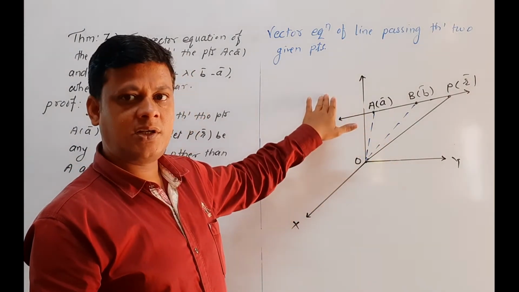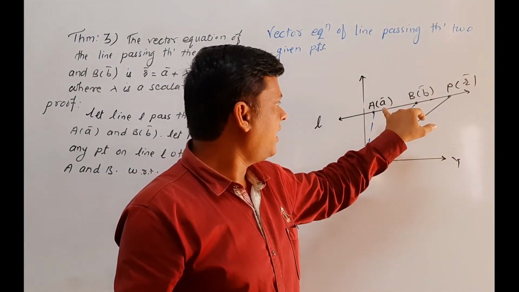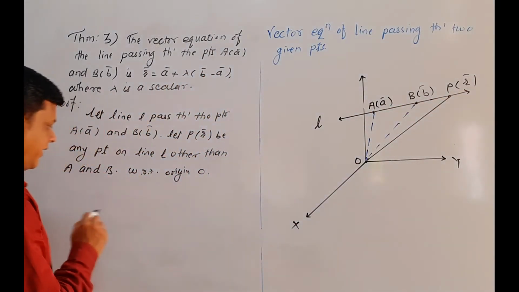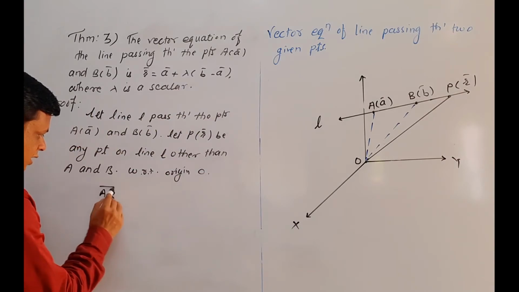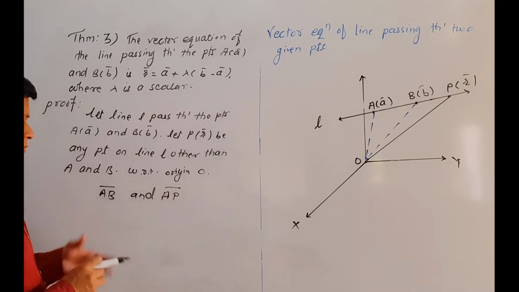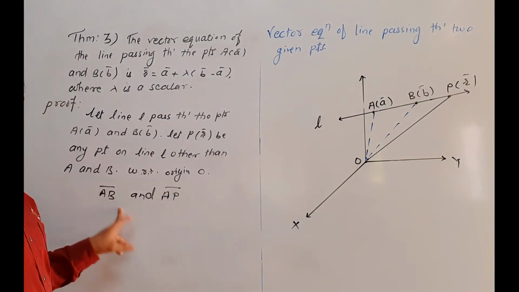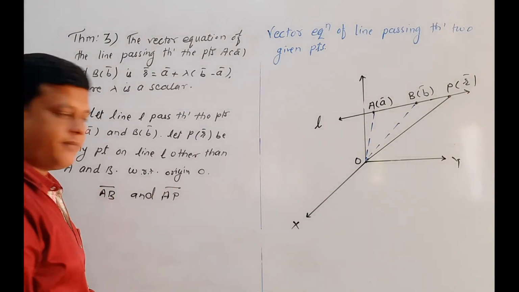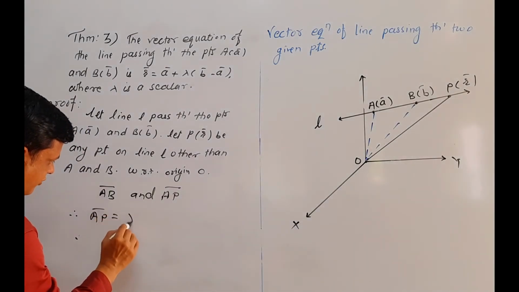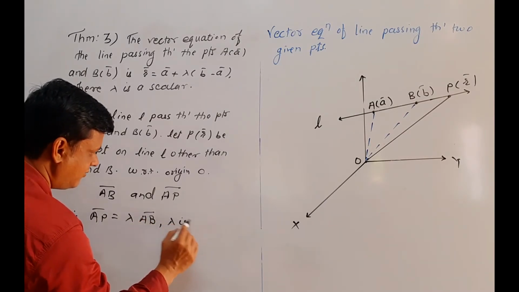Now if you observe this diagram figure, this AB and this AP lie on the same line. That means if we consider the vector AB and vector AP, both the vectors lie on the same line. That means one vector can be written as a scalar multiple of the second. So we write here, therefore vector AP is equal to lambda into vector AB, where lambda is scalar.